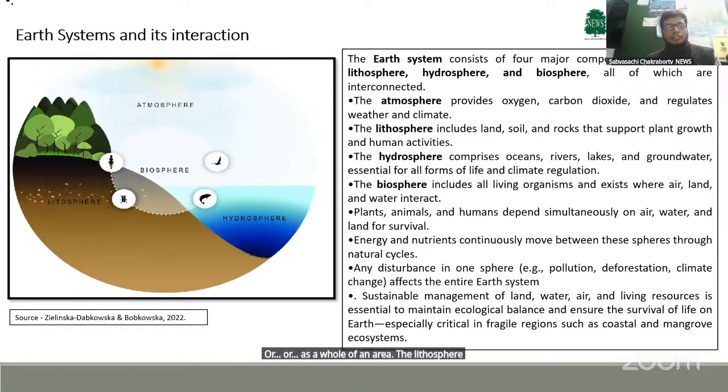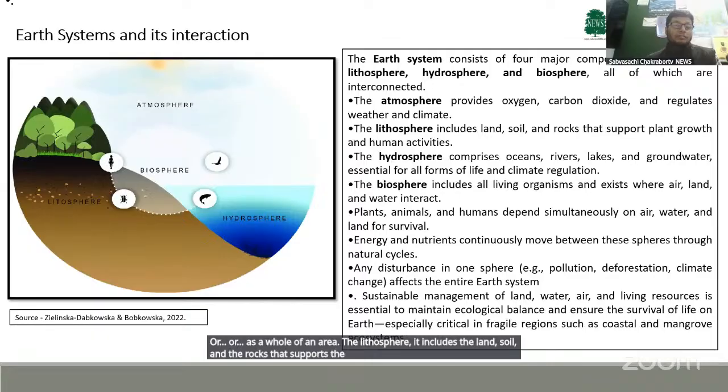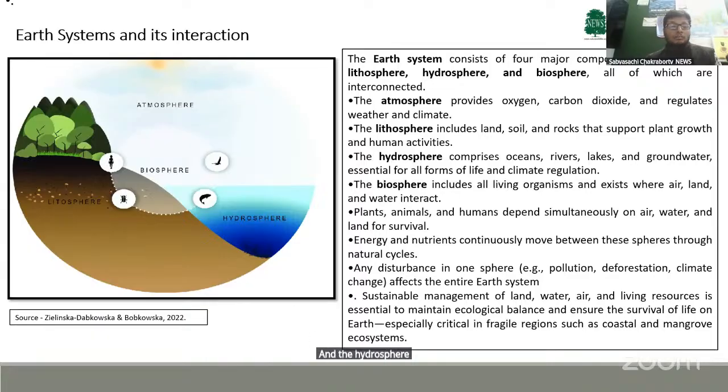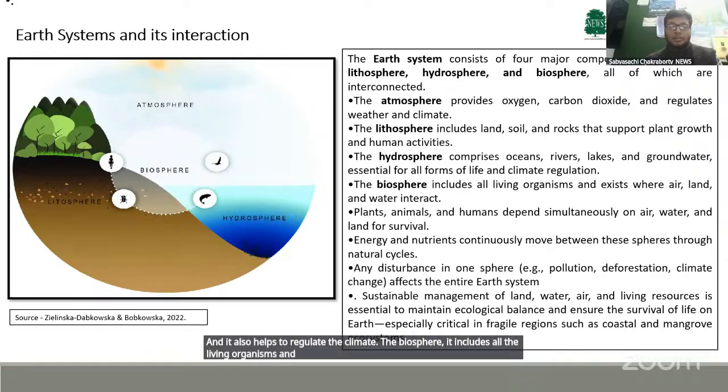The lithosphere includes the land, soil, and rocks that support plants and human activities. And the hydrosphere comprises the oceans, rivers, lakes, and groundwater, which are essential for all life forms, and it also helps regulate the climate. The biosphere includes all the living organisms and exists where air, land, and water interact.